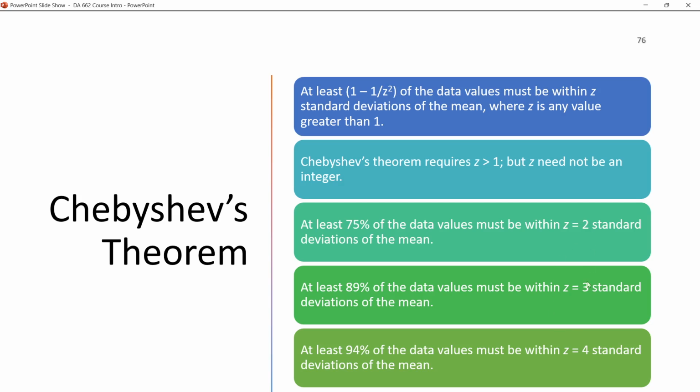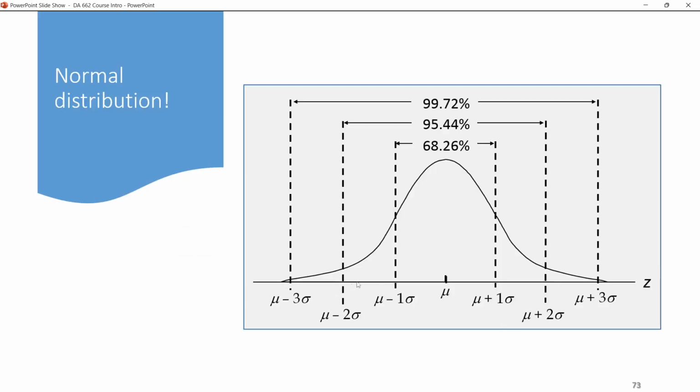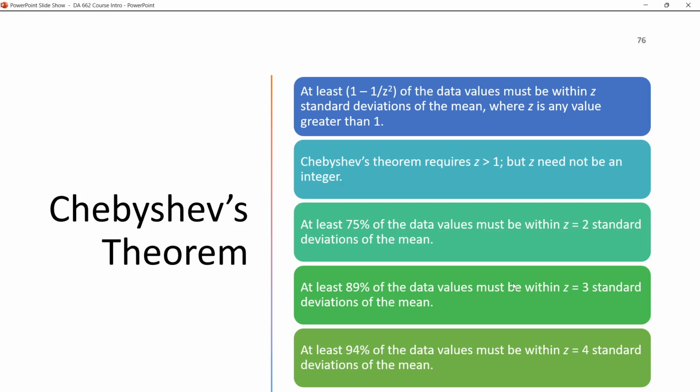And then turn it up a notch. At least 89% of the data must be within 3 standard deviations of the mean, and at least 94% of the data must be within 4 standard deviations of the mean. So even though this shape is likely to be wrong, in fact, it's almost guaranteed to be wrong for your sample, when we talk about the distribution of the average, it's almost guaranteed to be right. But for your sample, I don't expect your sample to look like this. But there's a theorem that tells me exactly how far off that could be, and that's a little bit comforting in some way.